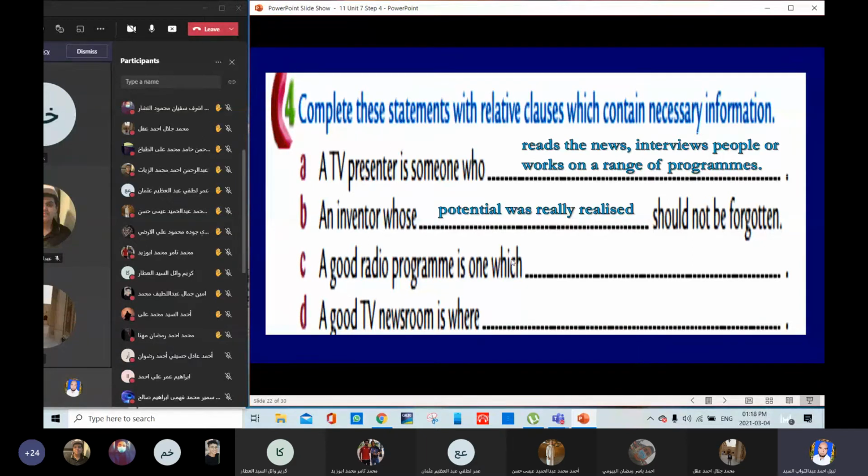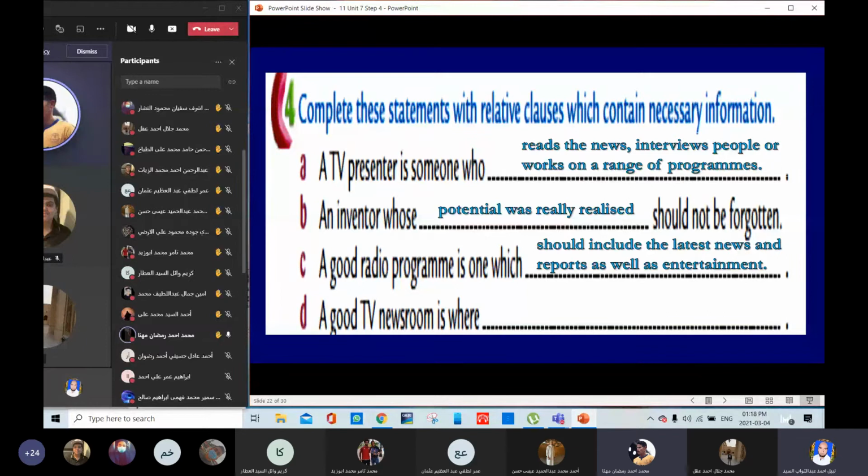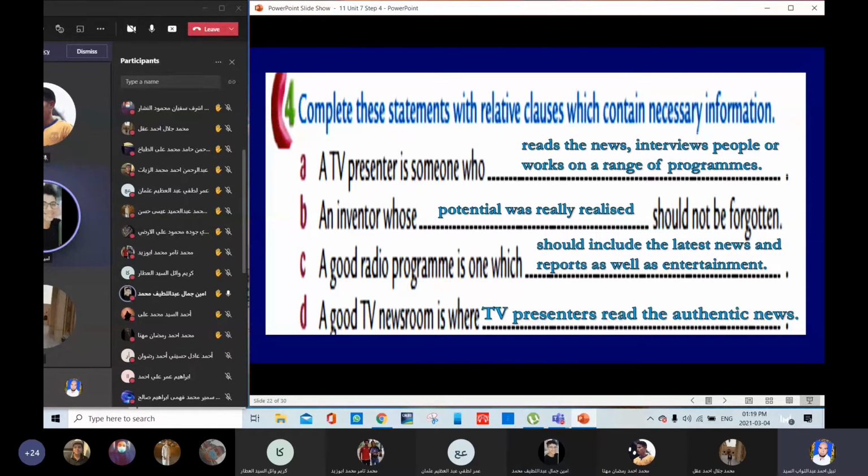Muhammad Ahmed Ramadan. A good radio program is one which should include the latest news and reports as well as entertainment. Yes, very good. This is a model answer. Very good. Thank you. Amin Jamal. A good TV newsroom is where TV presenters read the authentic news. Authentic news. Very good. Good.